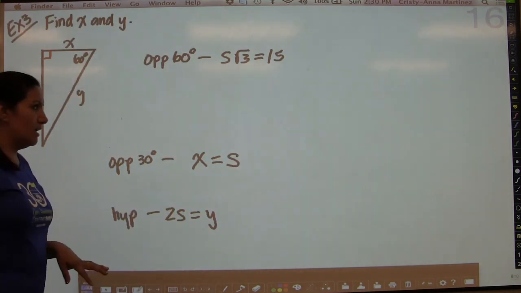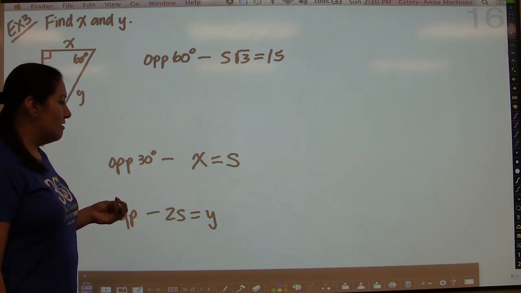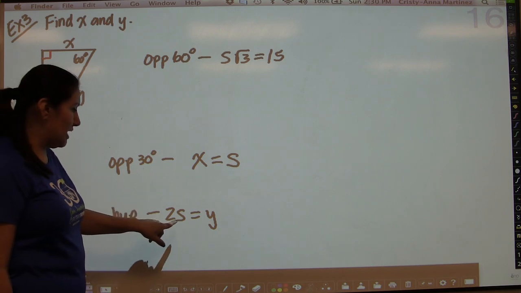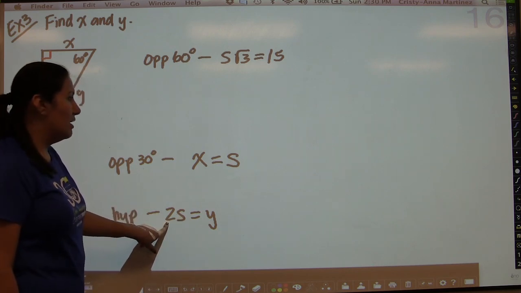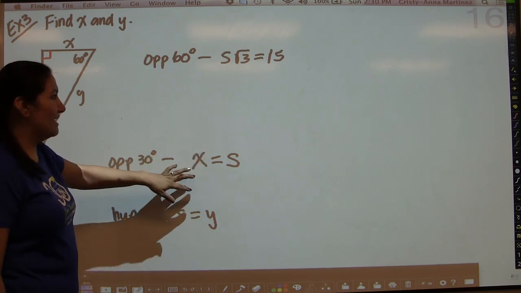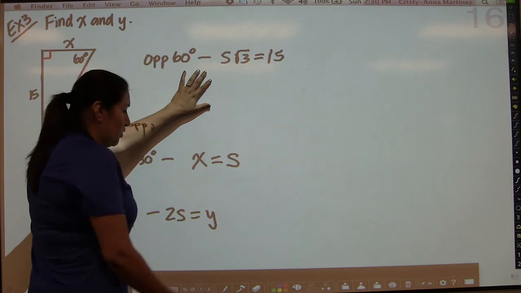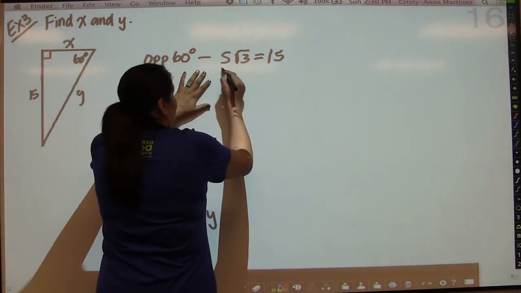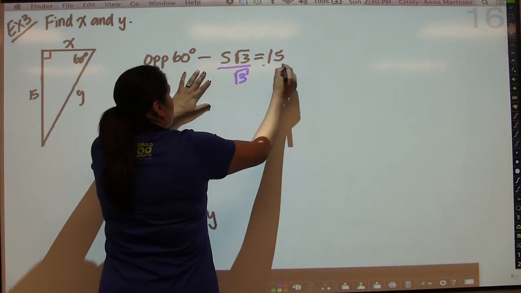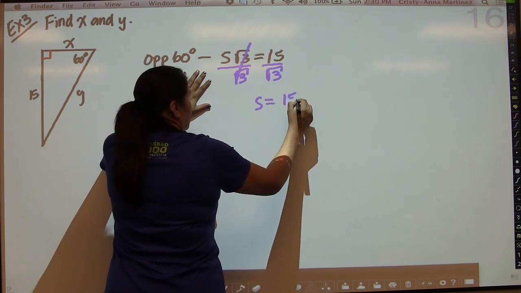So what I want you to recognize here is that if I could figure out what s is, then I would have all of my answers, because I would just double it to get y, and s would be the same thing as x. And we don't know what s is yet, but we know that s root 3 equals 15. So all we have to do is come over here and solve this equation for s. So we divide by root 3, and you get that s equals 15 over root 3.